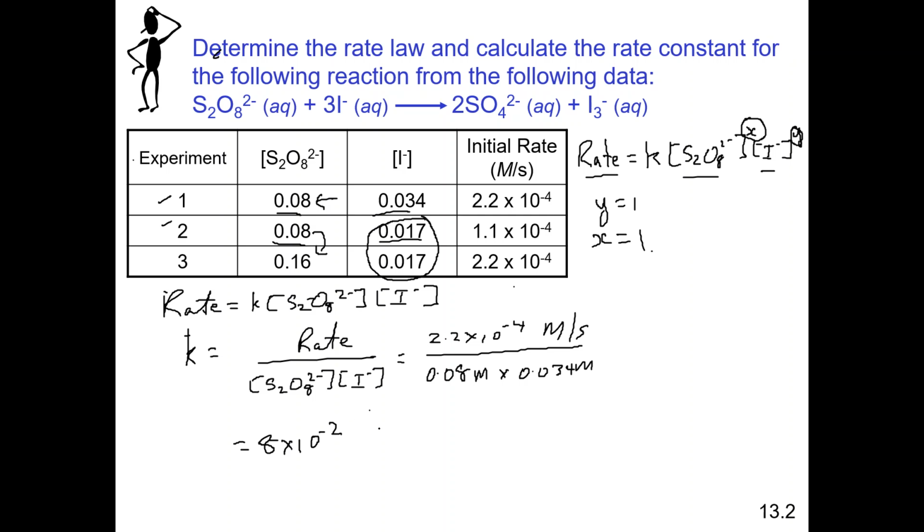But that's not the end of it, because we need to figure out what the units are. This M will cancel out this M. So in this particular case, the units would be M to the minus 1, second to the minus 1. And that's basically how that's done.